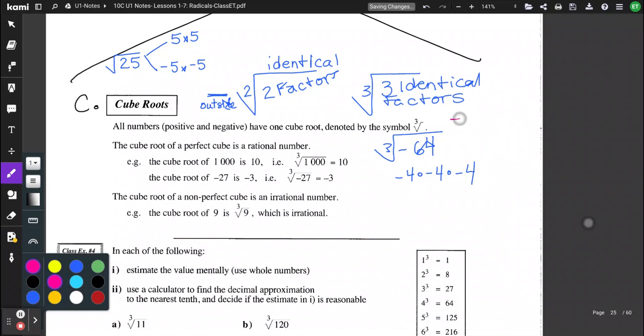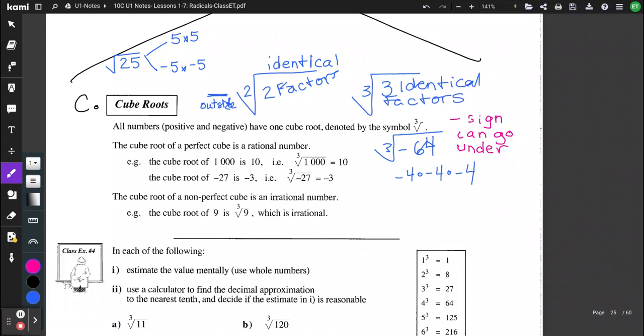The negative sign can go under. Boy, it takes me 10 minutes to write that. Okay, so the negative sign is allowed to go under.